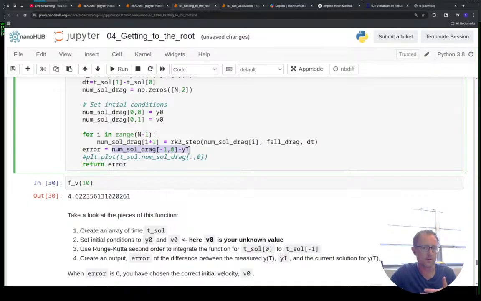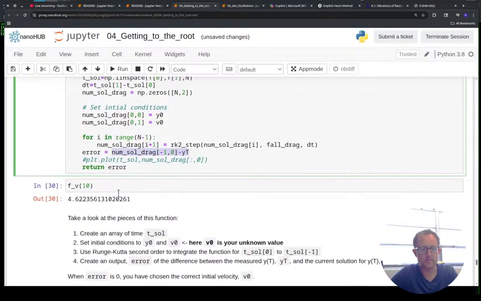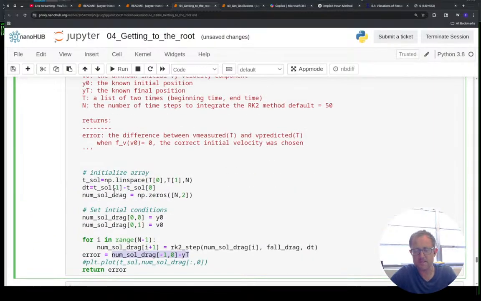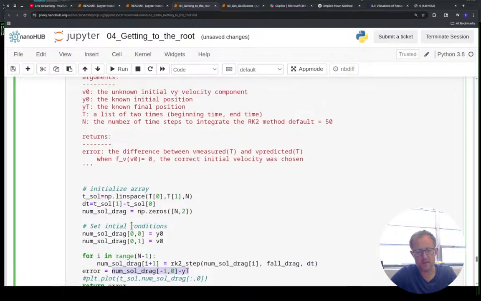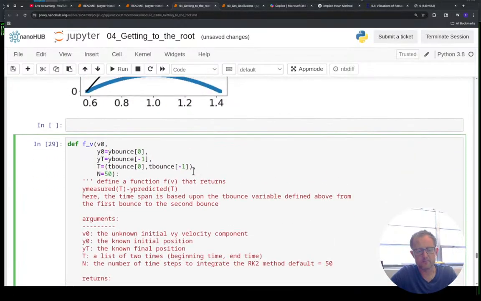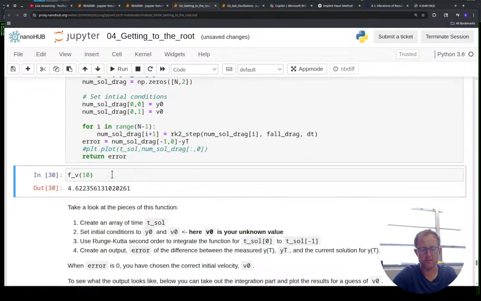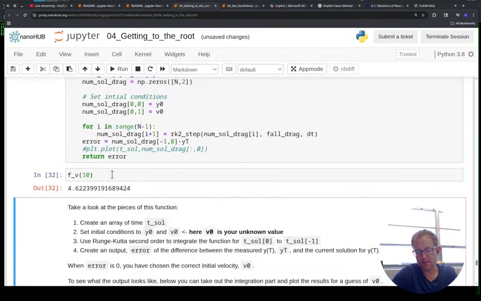A 0 is a 0, though, whether you have a negative or a positive. So we could flip that, but it really doesn't matter because we're trying to get to a 0. So 4.6, still the same error. And we're doing the same steps, like we're solving this thing. We could change this to 100 steps if we're worried about convergence, and it does change it a little bit.